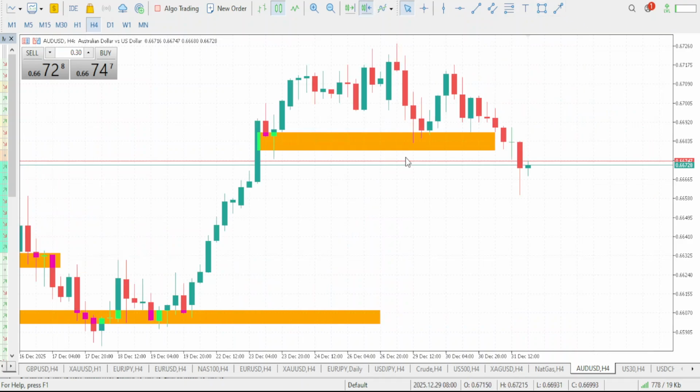Now, this is the support level market broke out from, right? So we should be expecting market to pull back and one more drop. This should be our expectation next on AUD/USD.